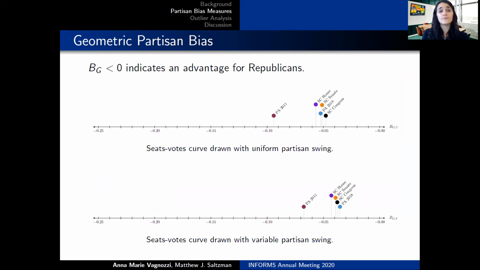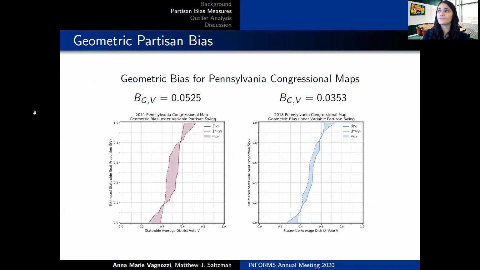Now, we calculated geometric bias for both of these assumptions, giving us our third and fourth measures of partisan bias. In each of the maps that we analyzed, we see a Republican advantage regardless of which seats-votes curve is used. But we consistently see that the 2011 Pennsylvania gerrymander indicates the most bias out of all of the maps. And this can be observed graphically as well.